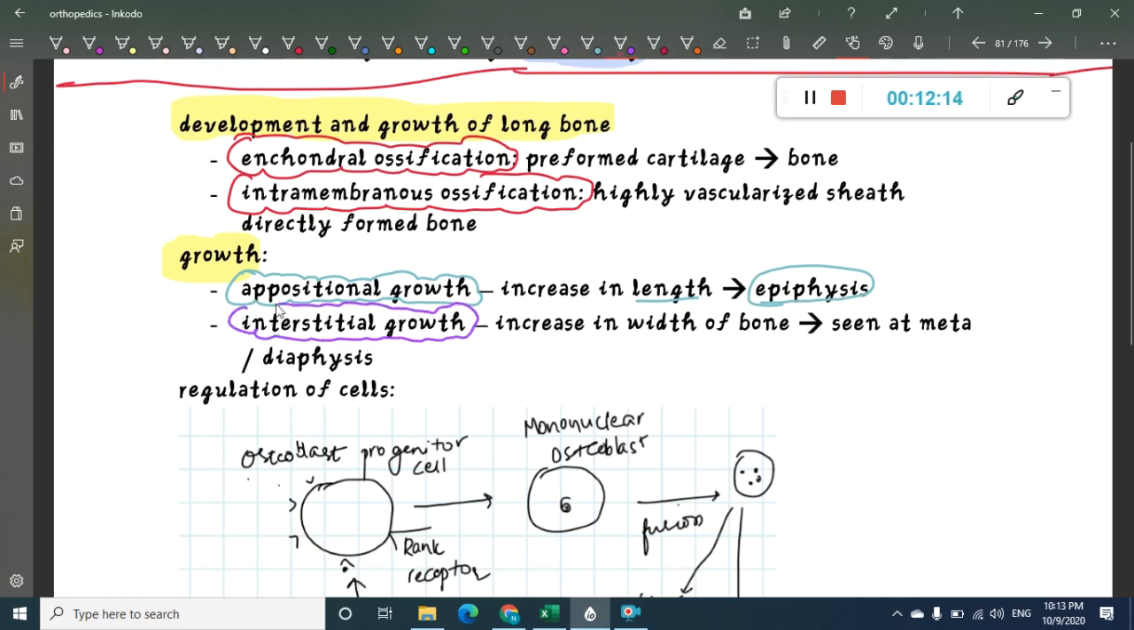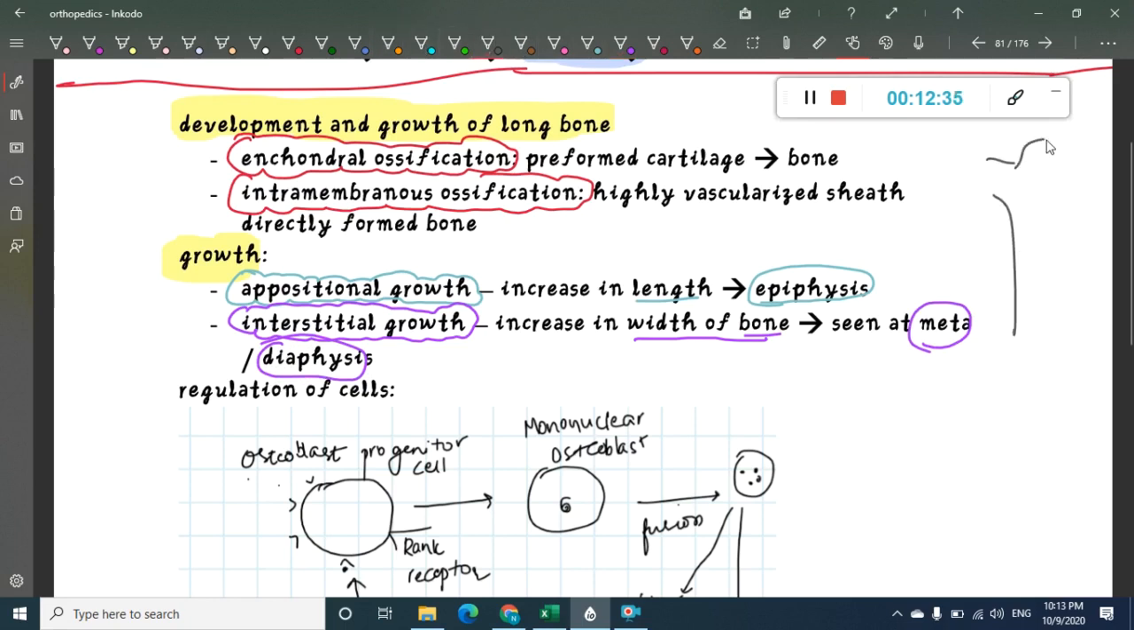In interstitial growth, the increase occurs in the width of the bone, and this mainly occurs in the metaphysis and diaphysis. So you have two types of growth: appositional growth and interstitial growth. In appositional growth, there is an increase in the length of the bone that occurs in the epiphysis.